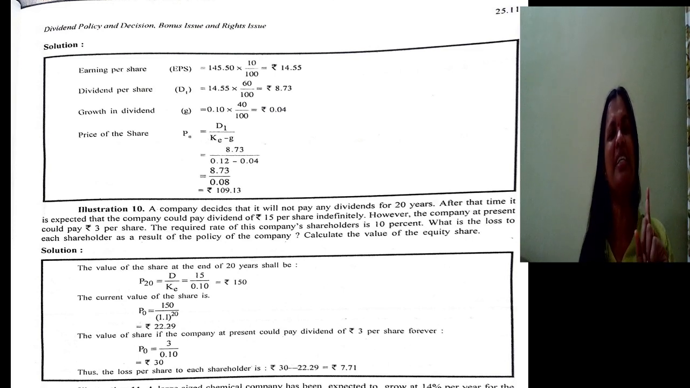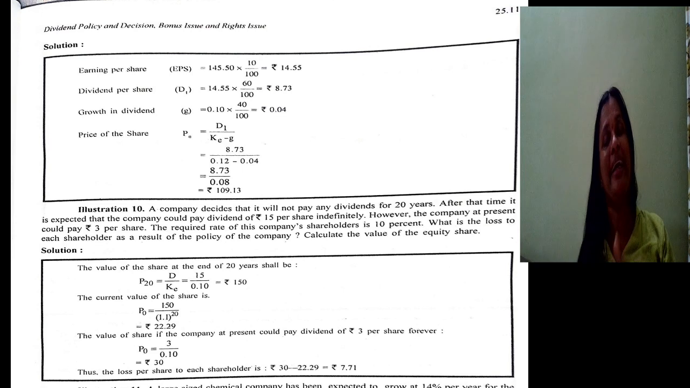The retention ratio, because G is equal to BR. What is G? G is the growth rate. B is the retention ratio. R is the rate of return. How to calculate the retention ratio? 1 minus the payout ratio. 1 minus 0.60 is equal to 0.40, meaning 40%. So the return, 0.10, into the retention ratio 40 divided by 100, 40%, is equal to 0.04.